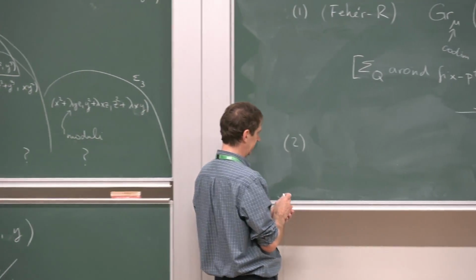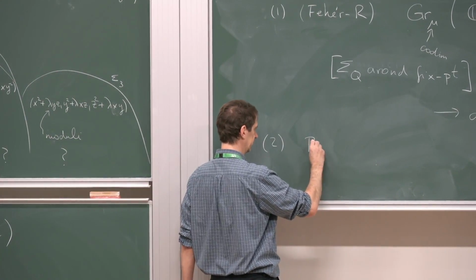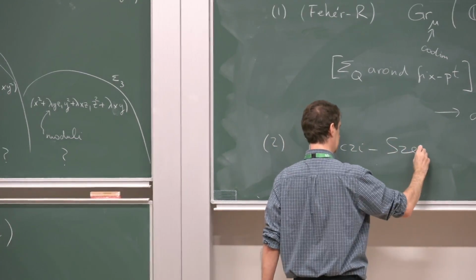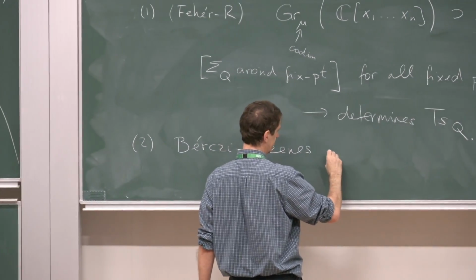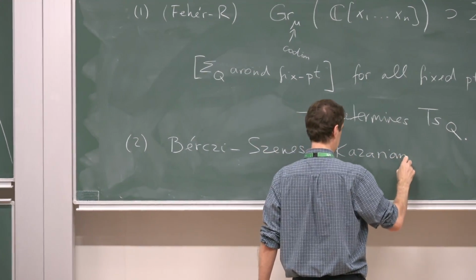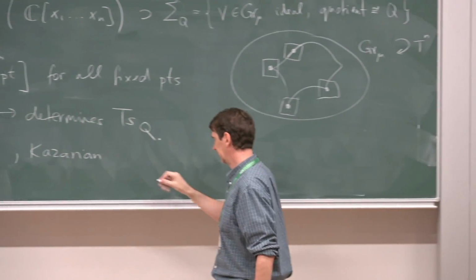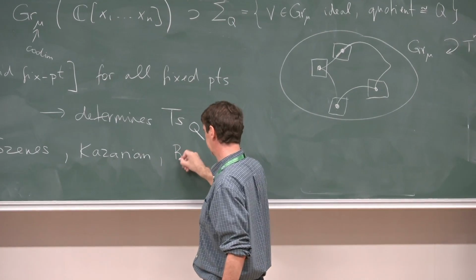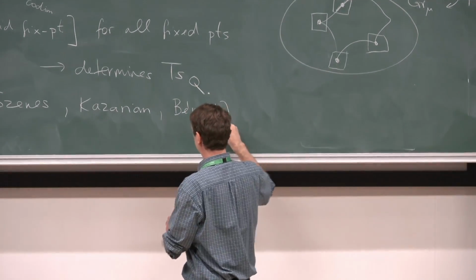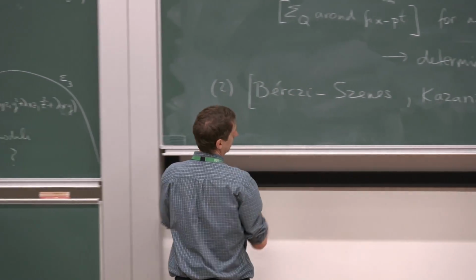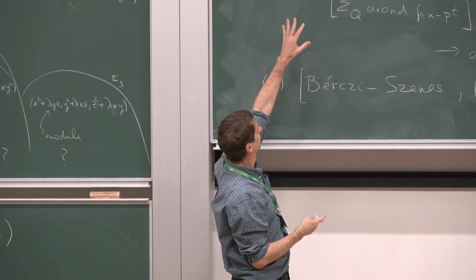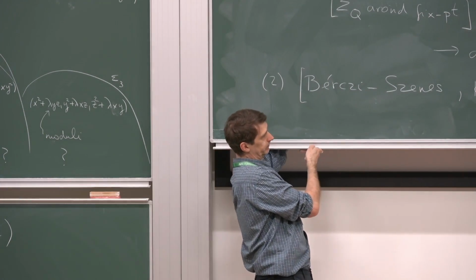Okay, the second theorem is Berczi, Szenes, and then Kazarian did this, and I think there are other Berczi papers doing this story. And again, in a hand-wavy way, I tell you what finite information would calculate the whole Thom series.